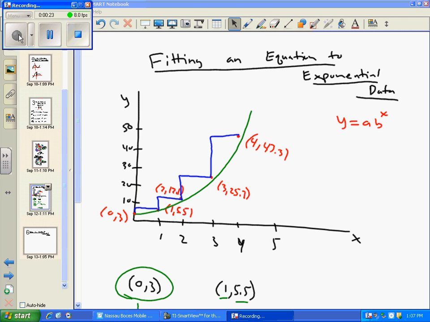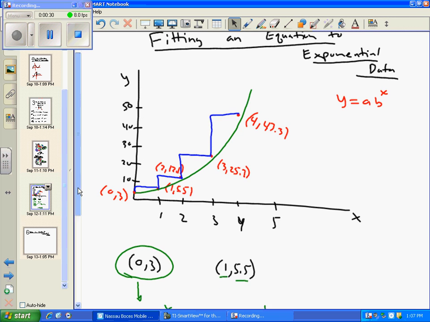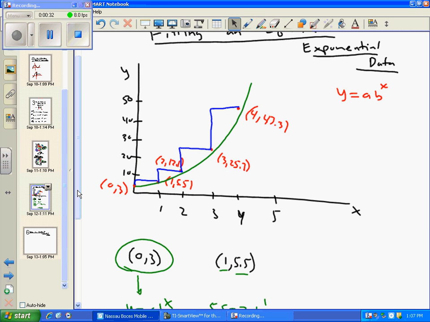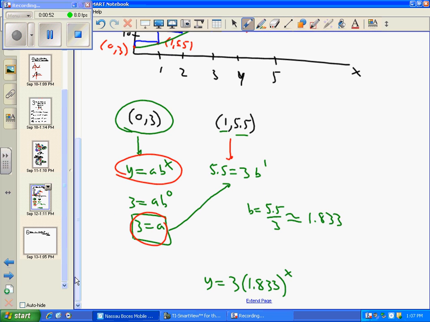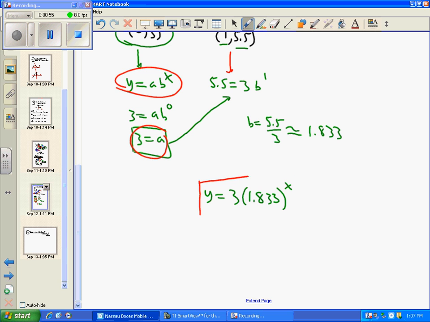And we're picking different points on the graph and finding an equation of an exponential function that goes through those points. We started with the points (0, 3) and (1, 5.5). And what we did was we took the point (0, 3), plugged it into the equation whose form was y equals ab to the x. And very quickly we found a. We subbed that in to y equals ab to the x along with the second point, and very quickly found b. So when we're done, we ended up with this equation you see here.